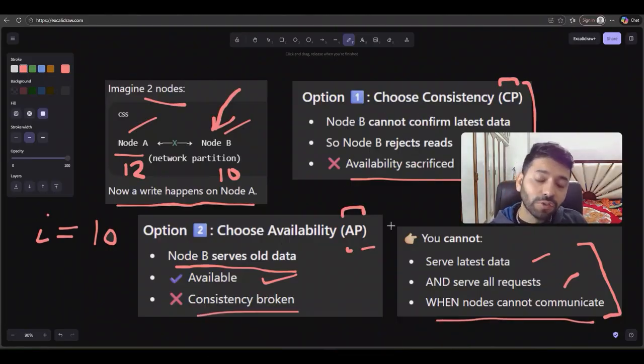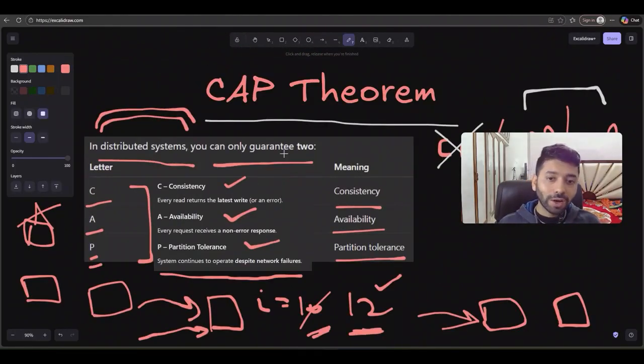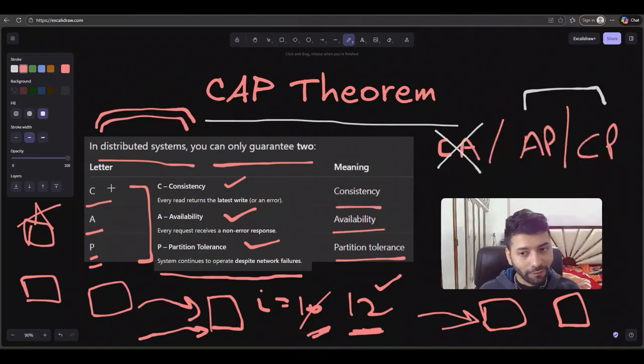And this is the scenario when we are talking about distributed systems, correct? Because we are including the partition tolerance in it, right? So when we talk about distributed systems, the CAP theorem says you can only guarantee two of these, okay? And when we talk about two of these, CA is not possible because partition tolerance is a required factor in distributed systems. So either AP or CP.